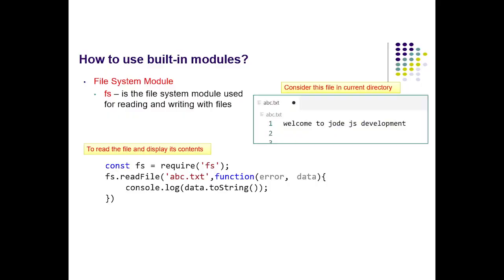For the built-in modules, as you can see, the file system module is used for reading and writing files. As you hear, first the current file is saved in a directory, and to read the files the keyword given is fs.readFile. If it is saved, it will show the file, otherwise it will show the error.